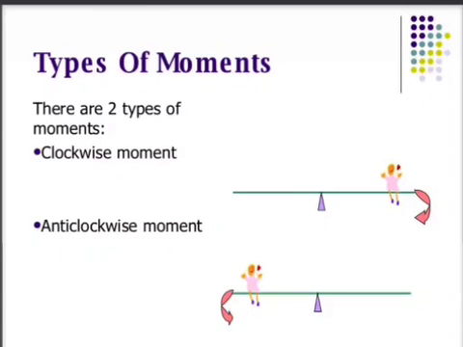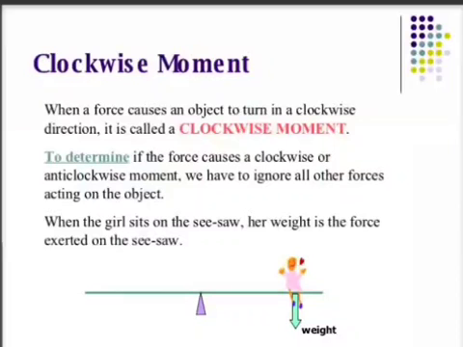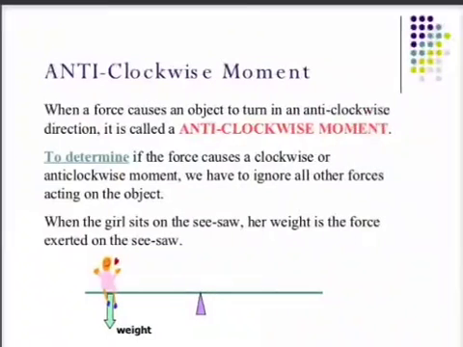Remember one thing, clockwise moment we take it as negative and anti-clockwise moment is taken as positive. I repeat, clockwise is taken as negative, anti-clockwise is taken as positive. You can just make a note of it. Clockwise moment, when a force causes an object to turn in clockwise direction. This example is clockwise moment. And then we have anti-clockwise moment. Means what? When the body is moving in anti-clockwise direction. Means what? Opposite to the direction of the clock.